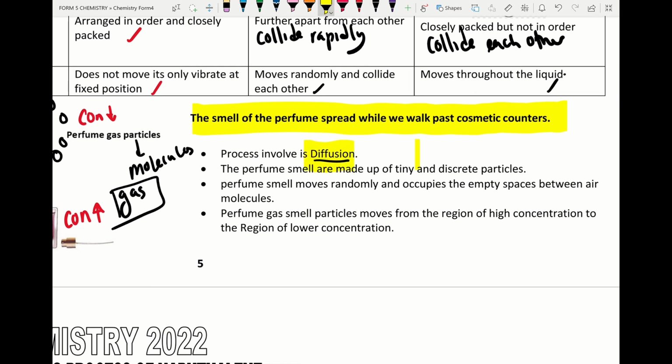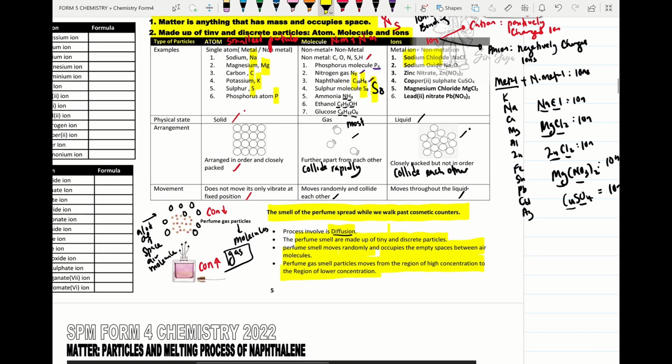The process involved is diffusion. The perfume smell is made up of tiny and discrete particles. The perfume gas or smell moves randomly and occupies the empty spaces that are present between the air molecules. The perfume gas smell particles move from the region of higher concentration to the region of lower concentration. So all this is very important.